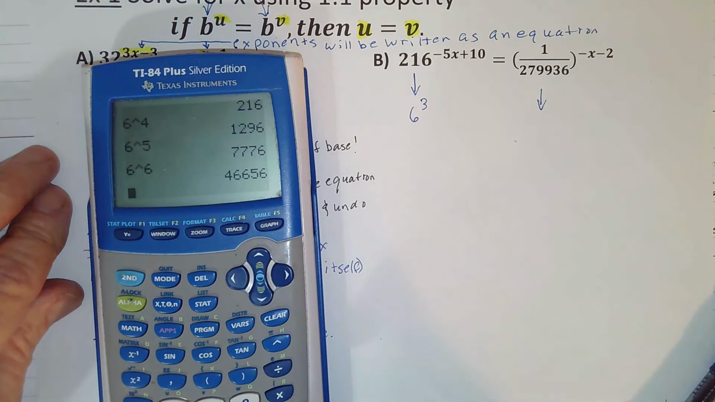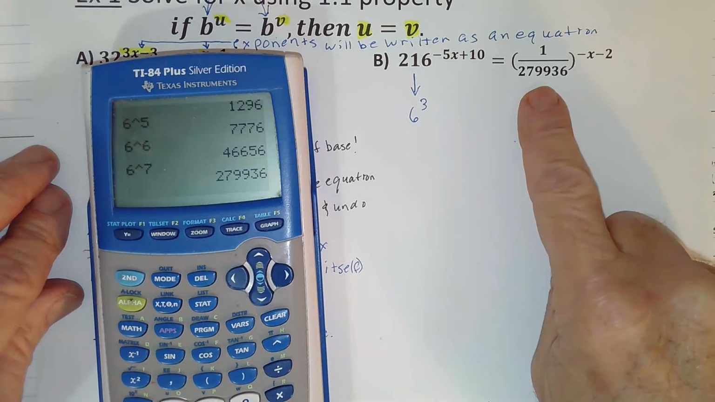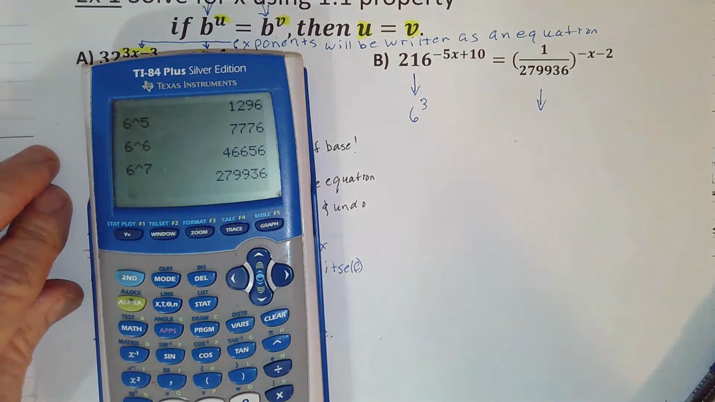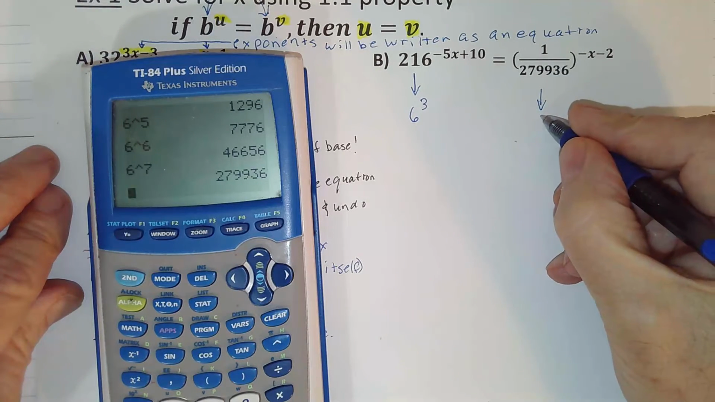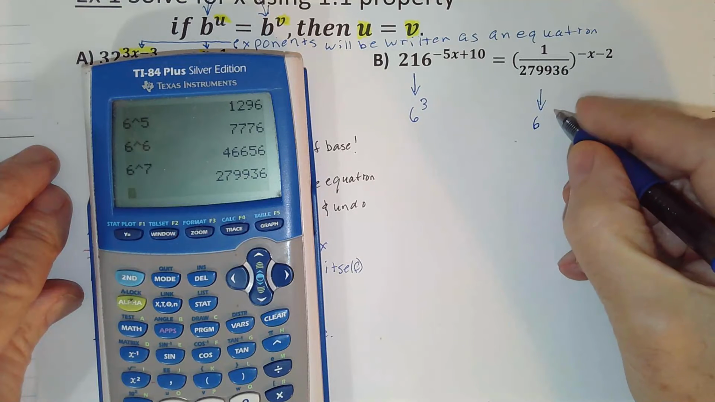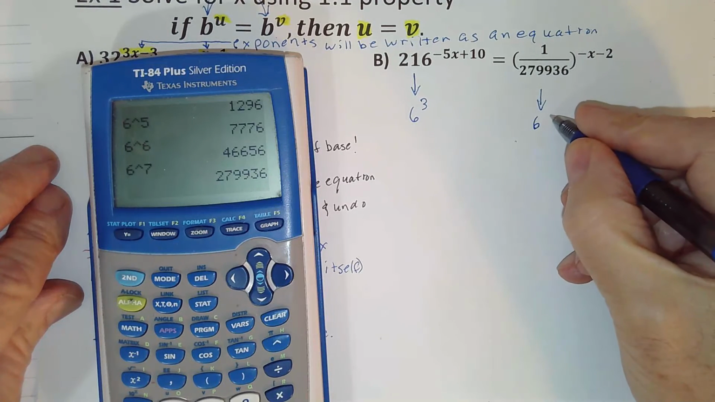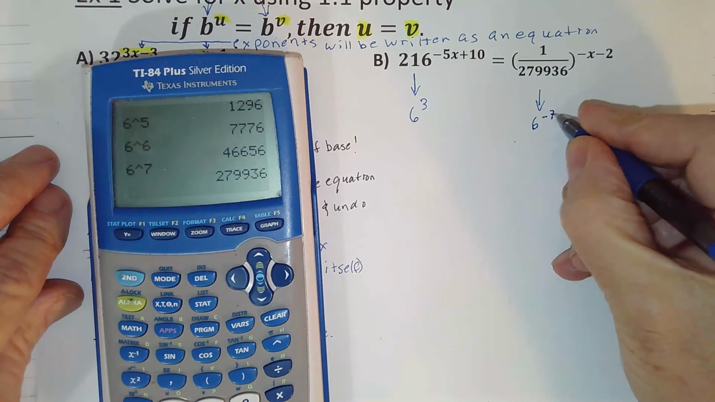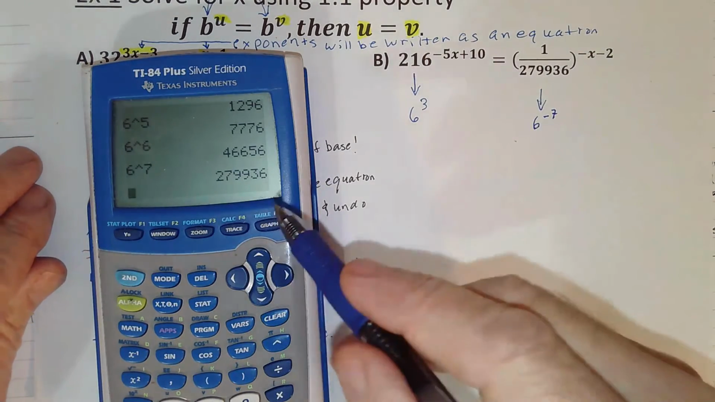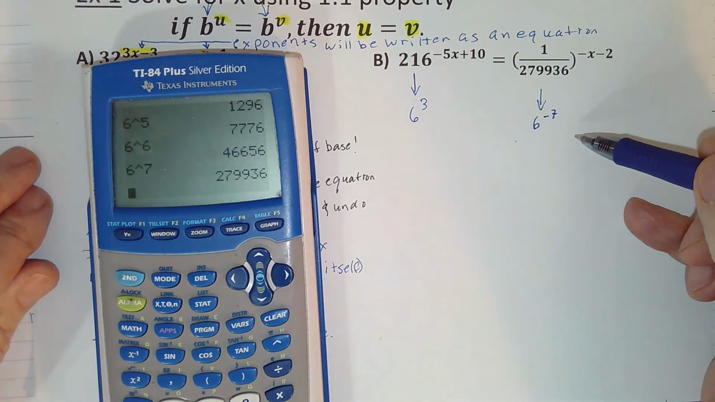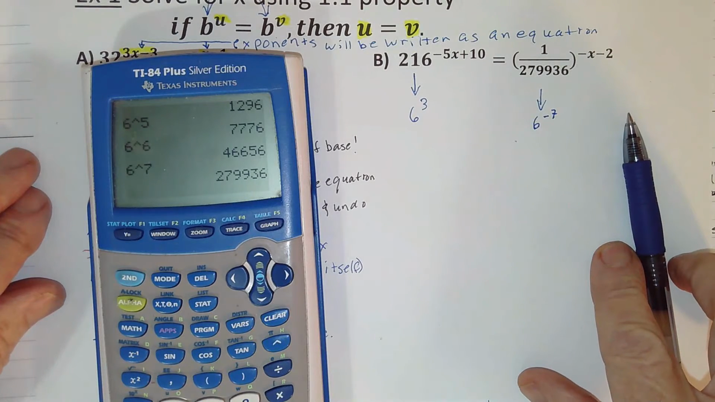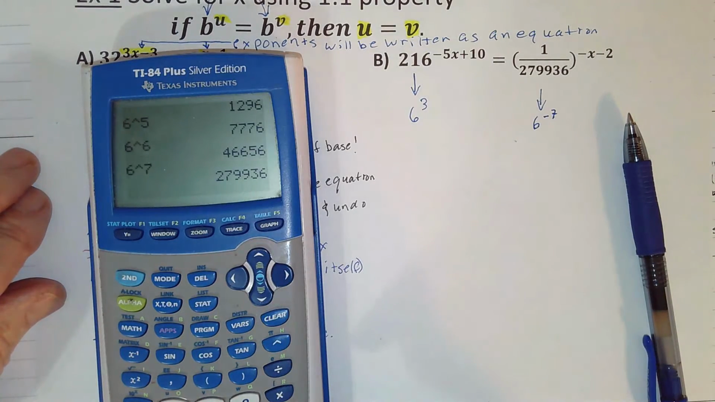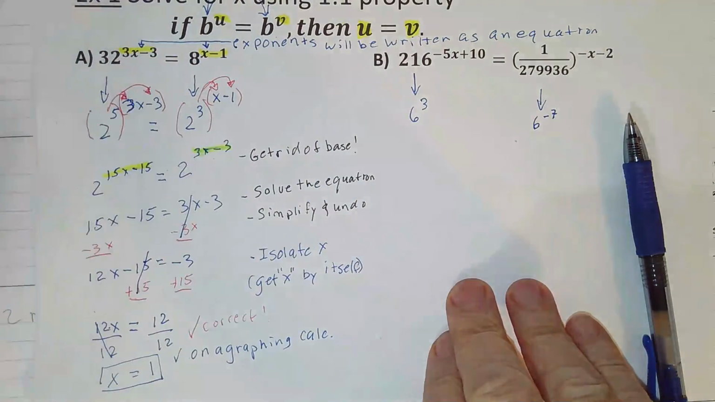Let's try 6 to the 7. 6 caret 7. Oh, okay, 279,936. So we know then that this is 6 to the negative 7, because again, we're in the denominator. Okay, so 6 to the 7 here, but 6 to the negative 7. I don't know if I could do it that way, but we could try. Well, let's not worry about that at this point.